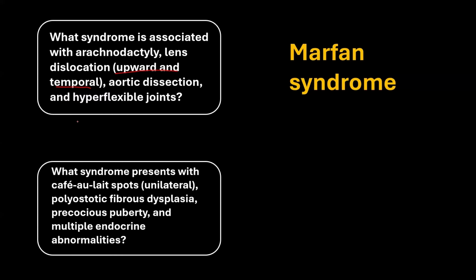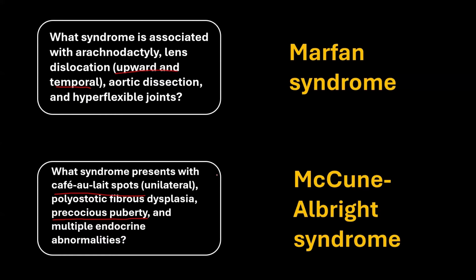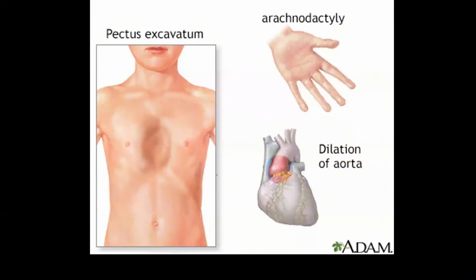Now, what syndrome presents with cafe au lait spots, polyostotic fibrous dysplasia, precocious puberty, and endocrine abnormalities? The big ones really are precocious puberty and then the cafe au lait spots. Good. McCune-Albright syndrome.